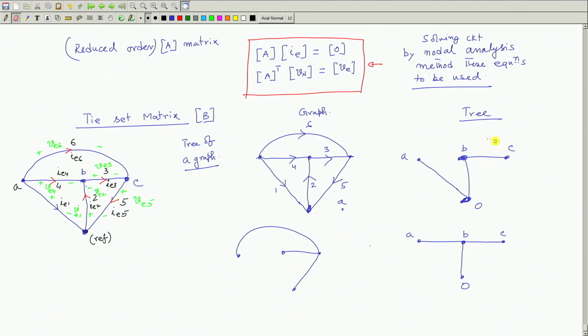So, I have chosen this to be the tree for the ongoing discussion. What should I do with this tree? Since it is a directed graph, also show its direction and the element names you have given, try to maintain that. So, this is element 1, this is element 2, this is element 3.